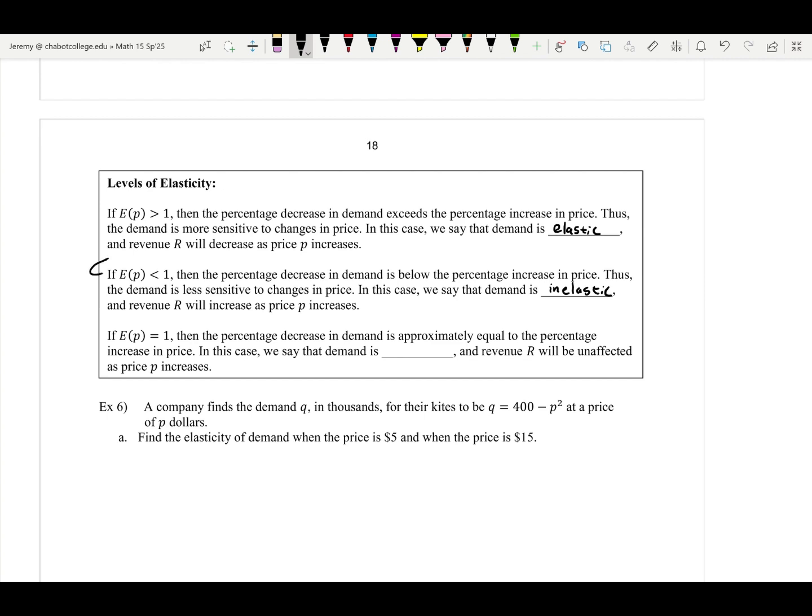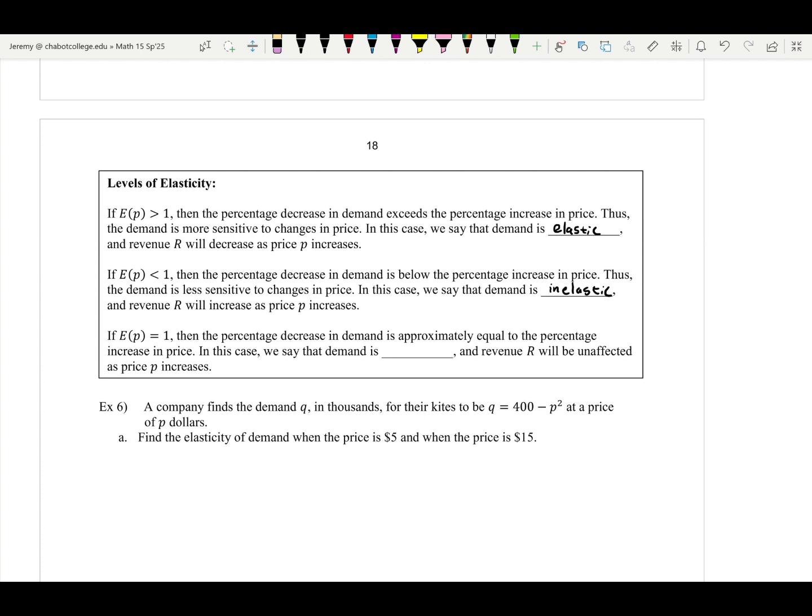So if we are in this situation where we see that the demand of our product is not very sensitive to price increases, then it would make sense to increase the price, right? Because our revenue is going to go up if we increase our price. Okay, but if we increase the price P too much and we get into this place where demand is all of a sudden elastic, then our revenue is going to decrease as we increase our prices.